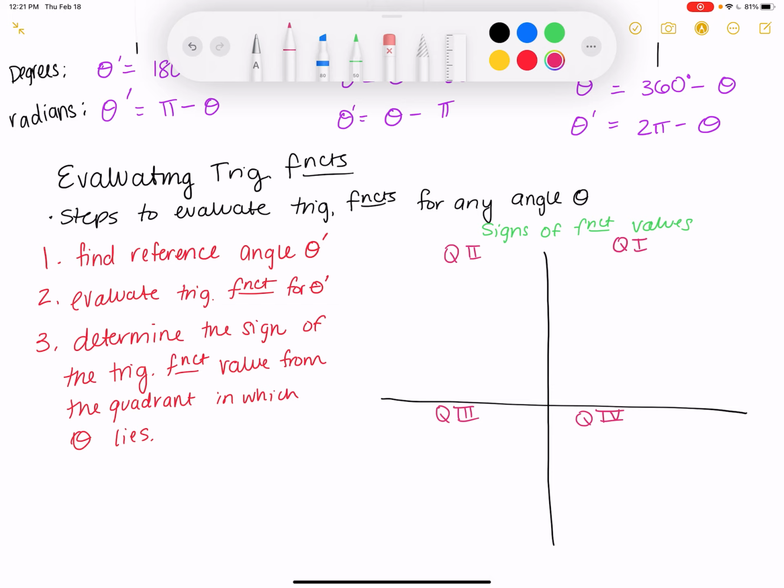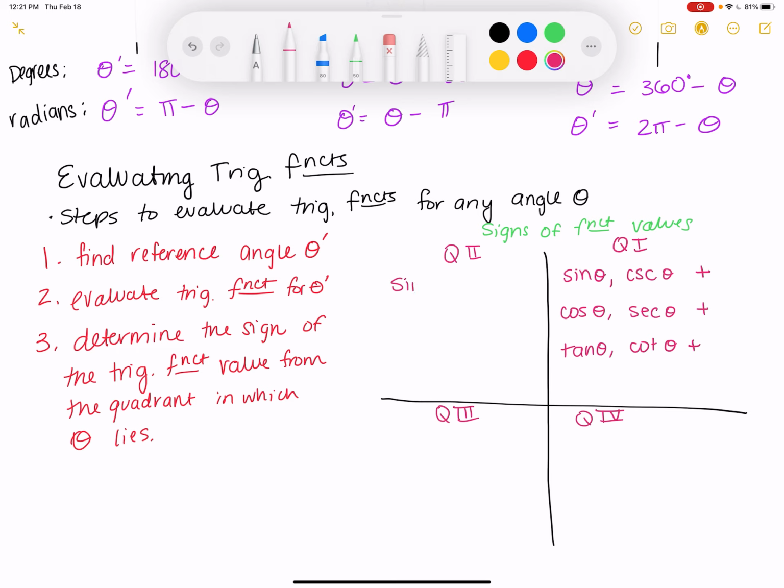Okay, so in quadrant 1, sine of theta and cosecant of theta are positive. Okay, so I'm going to put it with its buddy. Okay, cosine of theta and secant of theta are positive, and then tangent of theta and cotangent of theta are positive. Okay, so in quadrant 1, x and y are both positive, so everything is positive.